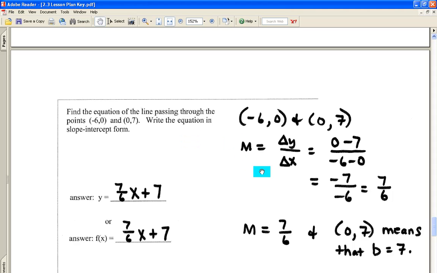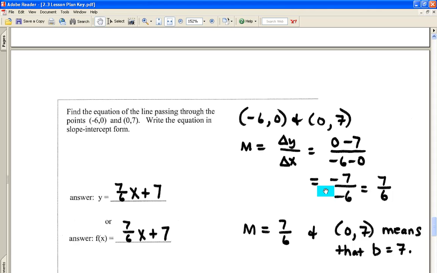Notice the way we're going to find slope. I have the point -6, 0, I have the point 0, 7. The formula for slope is change in y over the change in x. Some of you have been taught y sub 2 minus y sub 1. That's what the triangle means, change in y. And on the bottom, change in x means x sub 2 minus x sub 1. So, up top, I have 0 minus 7. On the bottom, I have -6 minus 0.